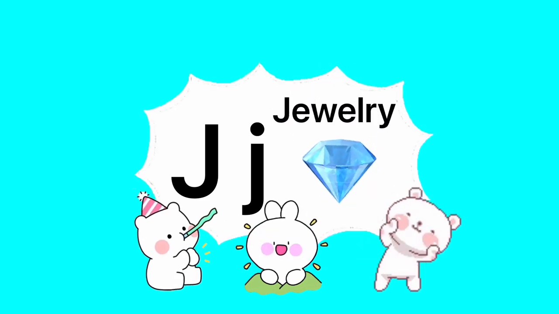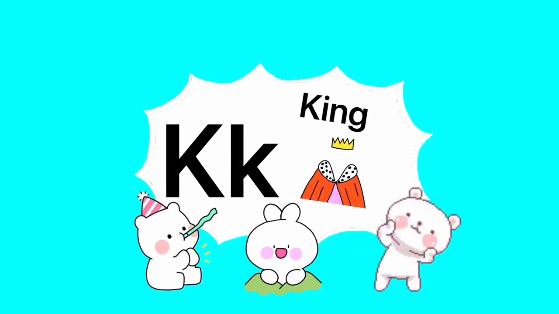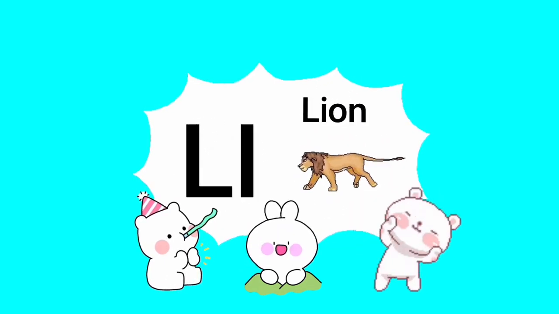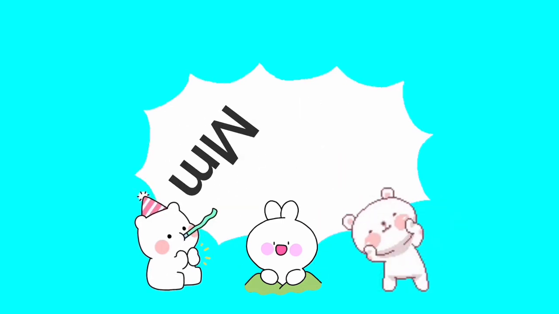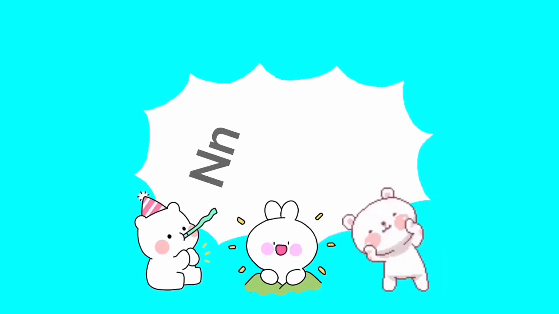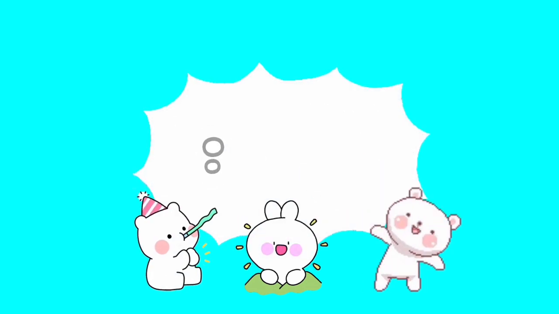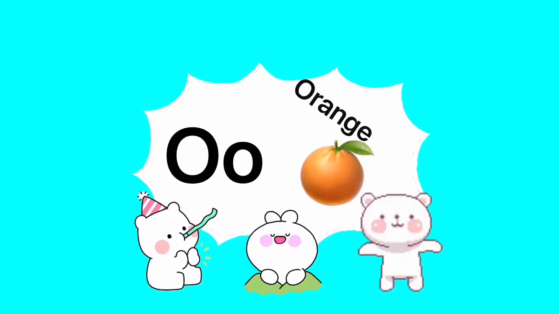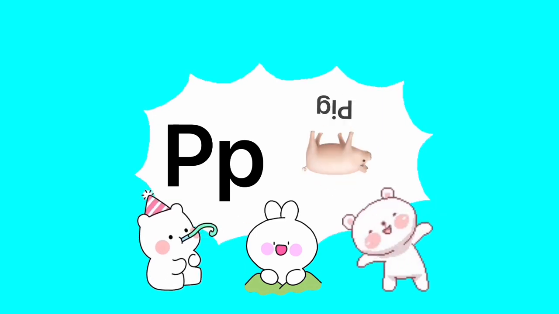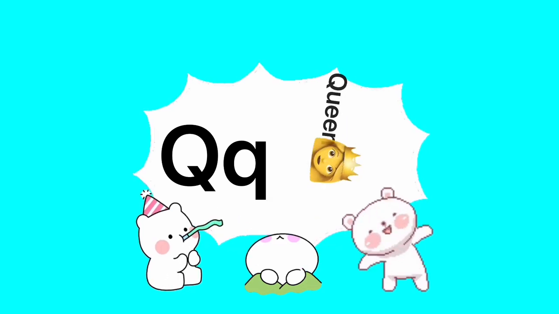J is for jewelry. K is for king. L is for lion. M is for mountain. N is for nest. O is for orange. P is for pig. Q is for queen.